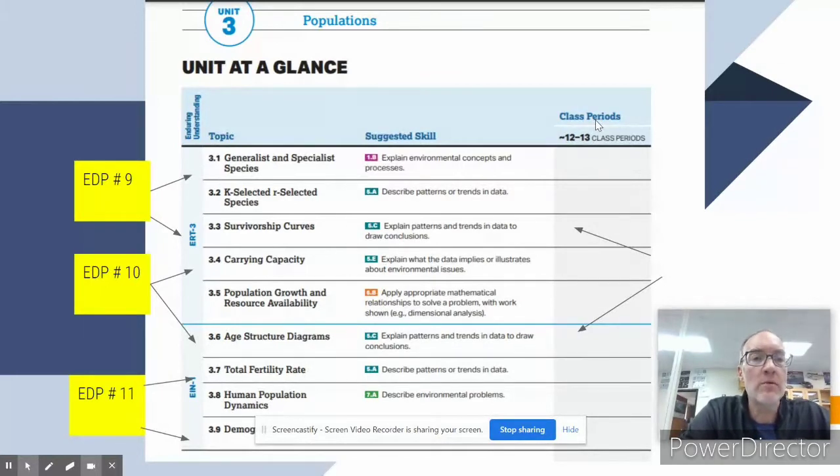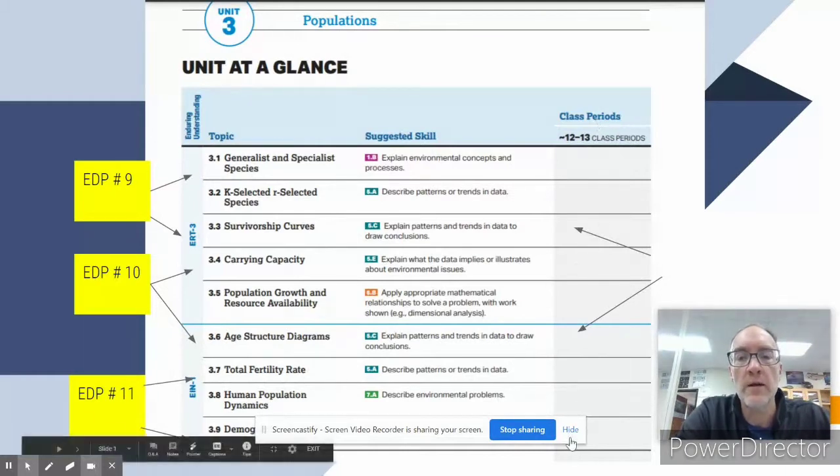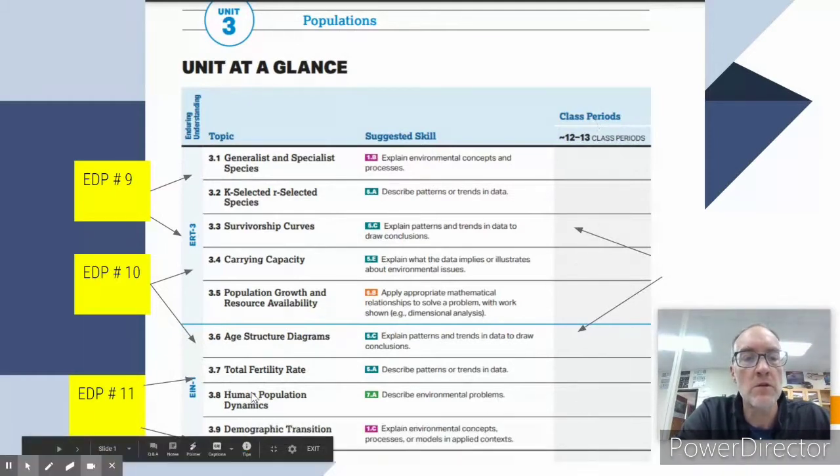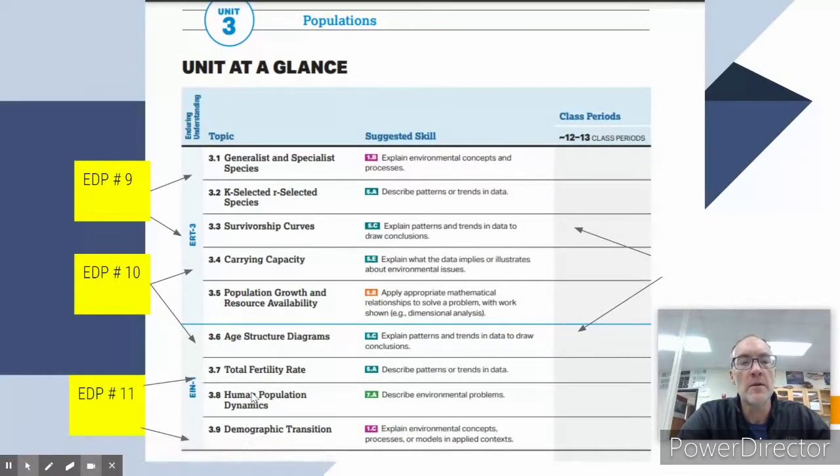At puzzle 10, we're going to do a little transition. Carrying capacity, we're going to talk about many different species, population growth and resource availability, and then kind of shift gears into talking about human populations in regards to age structure diagrams, total fertility rate. You can see human population dynamics and demographic transitions.